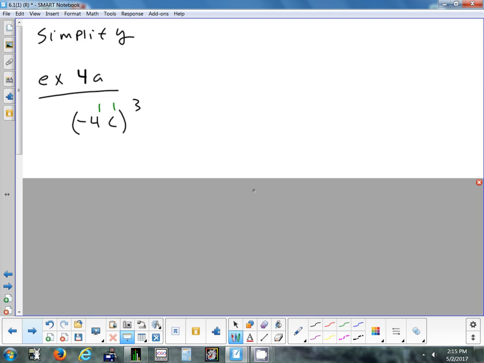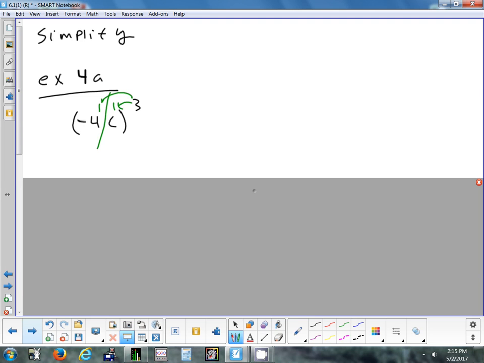What's one of the terms inside the parentheses? C. What's the other one? -4. What I'm going to do is draw a line in between the two of them so I know that they're separate. And what am I going to do with that 3 outside the parentheses? Multiply. Multiply to what? To the other exponent, to this 1 and that 1, the 1 with the -4 and the 1 with the C.